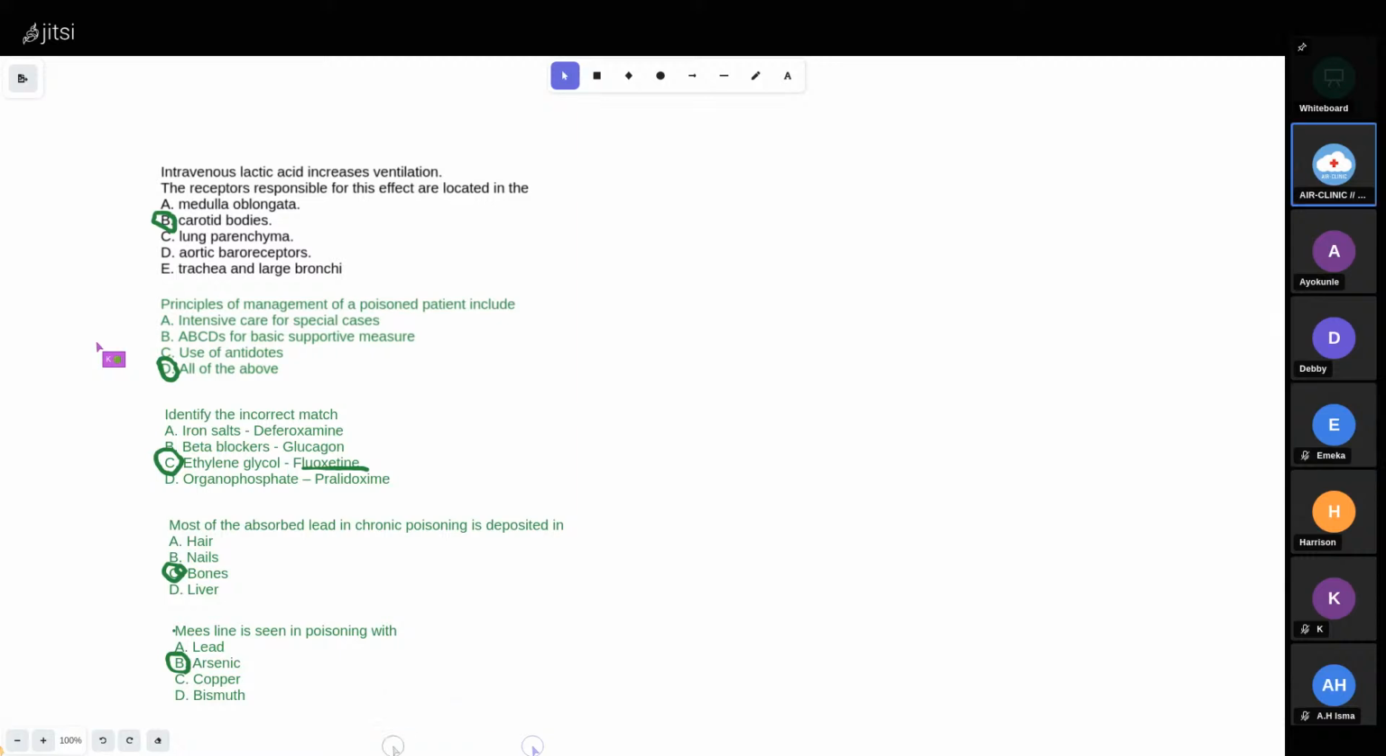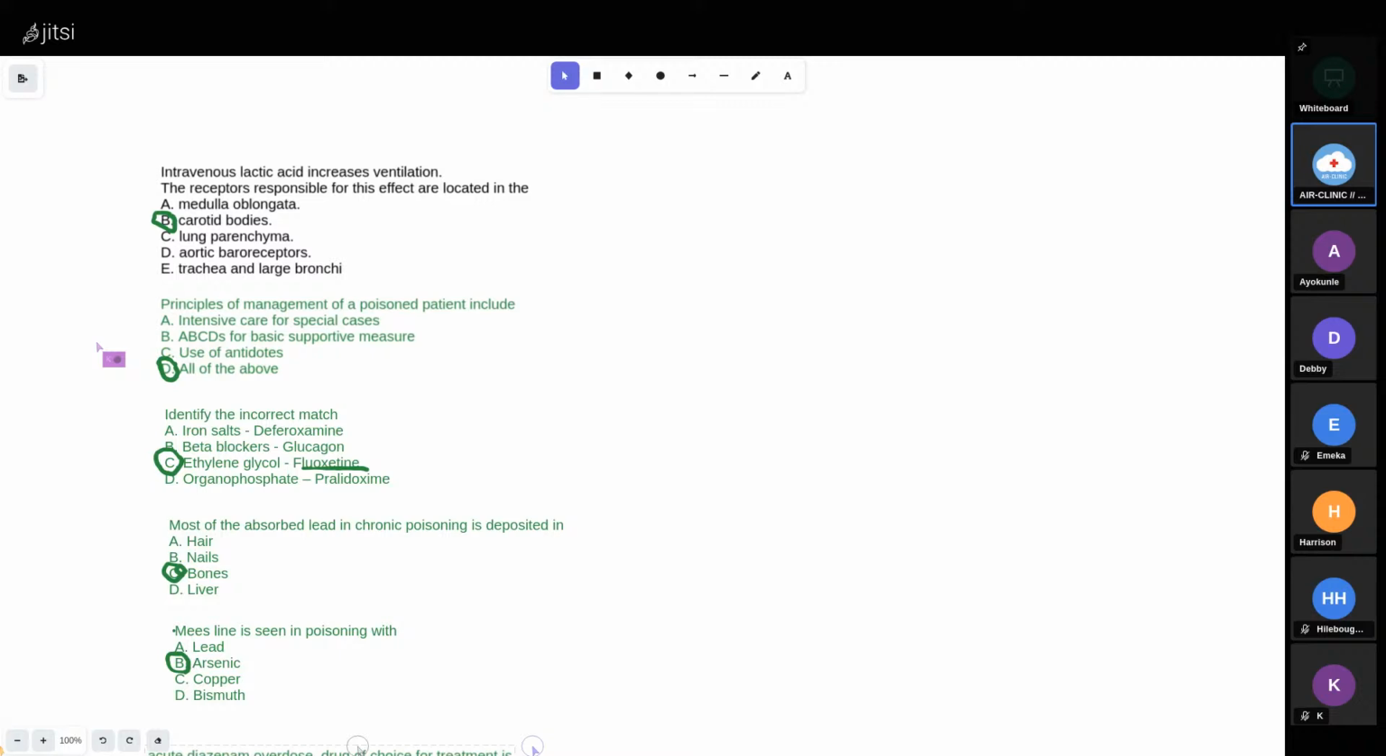Cyanide poisoning. There's hydroxycobalamin, and there's sodium thiosulfate, sodium nitrite. Digoxin. Digibind, Digifab. That's the same thing.